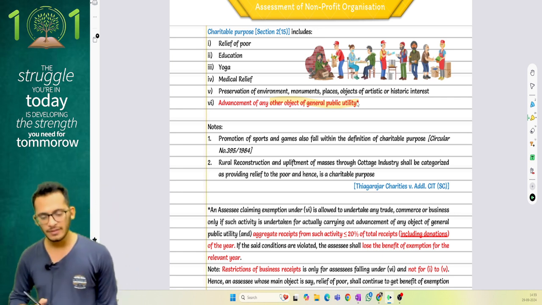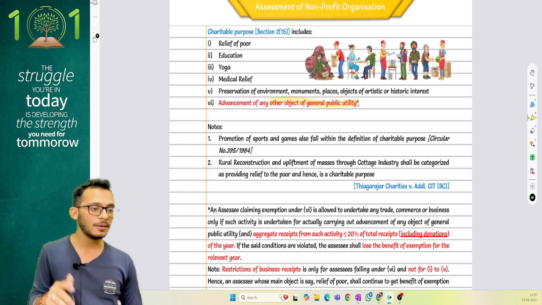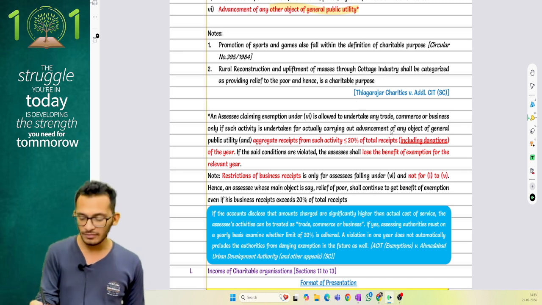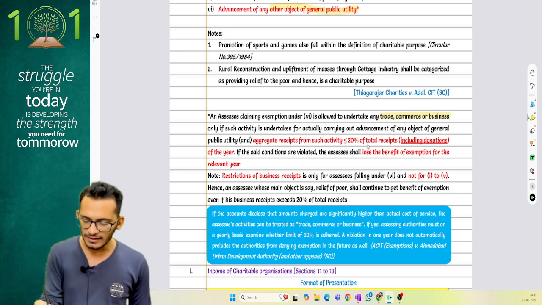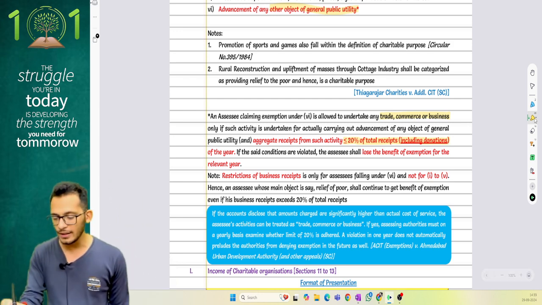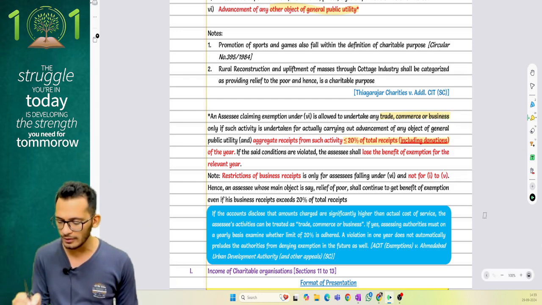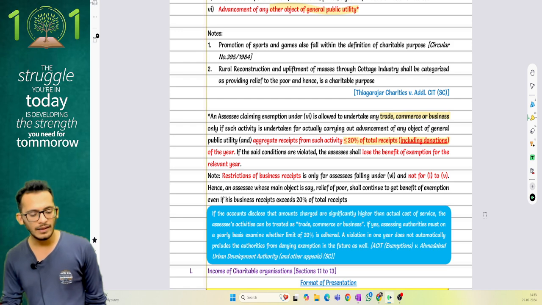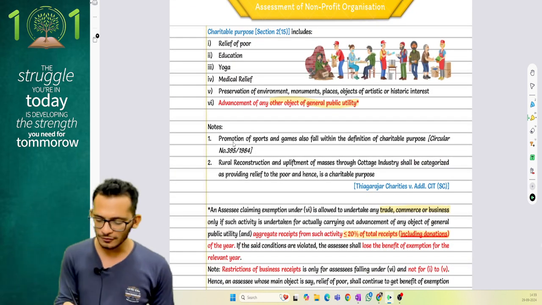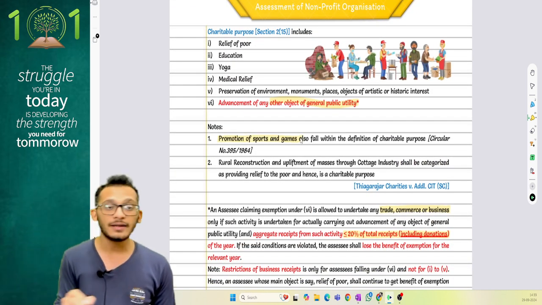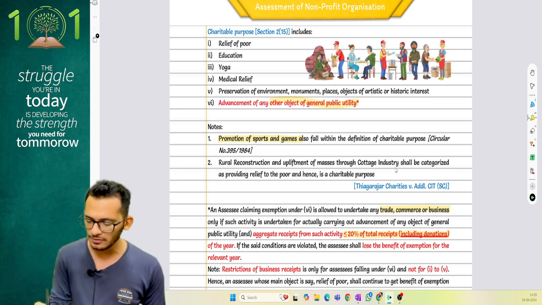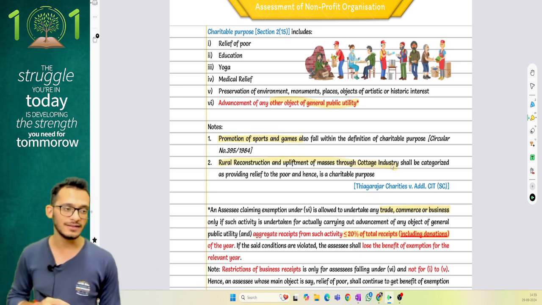For this, the Income Tax Act has now clarified that when it comes to advancement of general public utility, you can only call it a charitable organization if the amount received from trade, commerce, or business does not exceed 20% of the total receipts, including donations. If it exceeds this, it will not be allowed as a charitable activity, and you'll be denied the exemption. However, they also clarify that promotion of sports and games are charitable purposes, and any kind of rural reconstruction and upliftment of masses through cottage industry shall also be treated as relief for the poor and therefore allowed as an exemption.